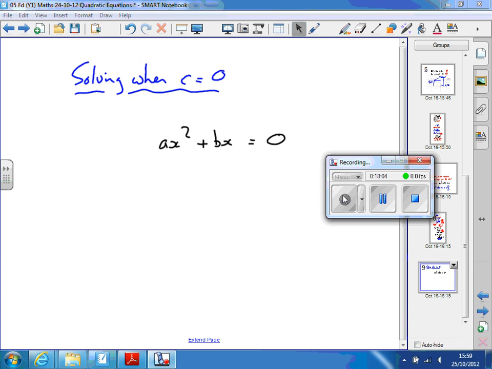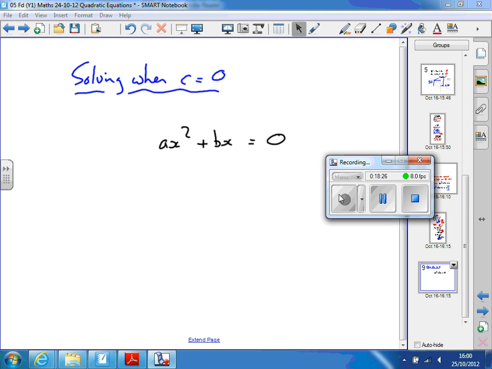Next one, solving when c equals 0. In other words, something like ax squared plus bx equals 0. There's no c. If it's not, this is when it starts to get really interesting, if it's not interesting enough for you already. And this is where we start to realize why it's important that the right-hand side is 0.